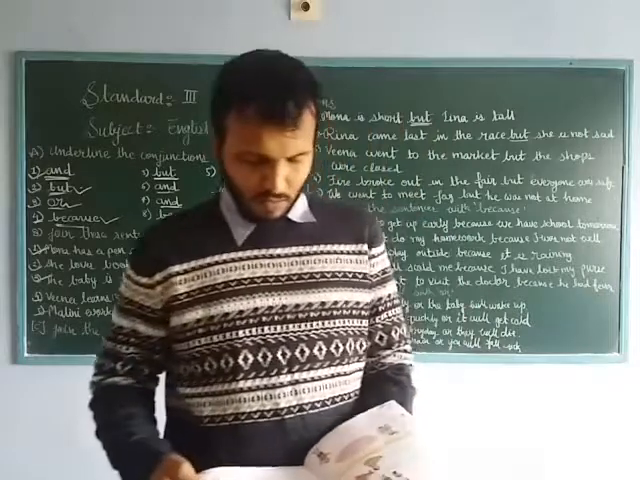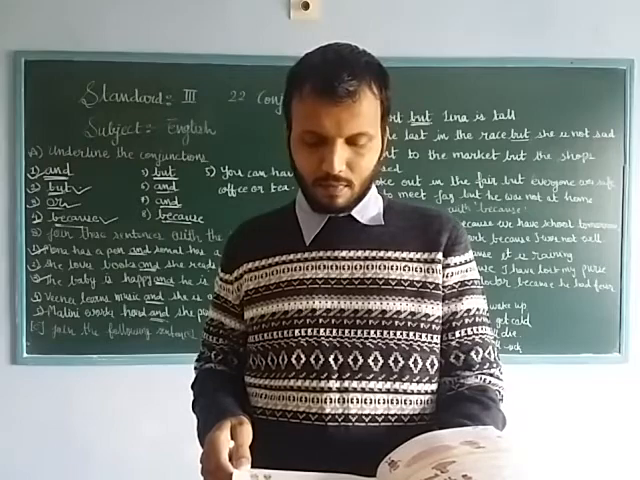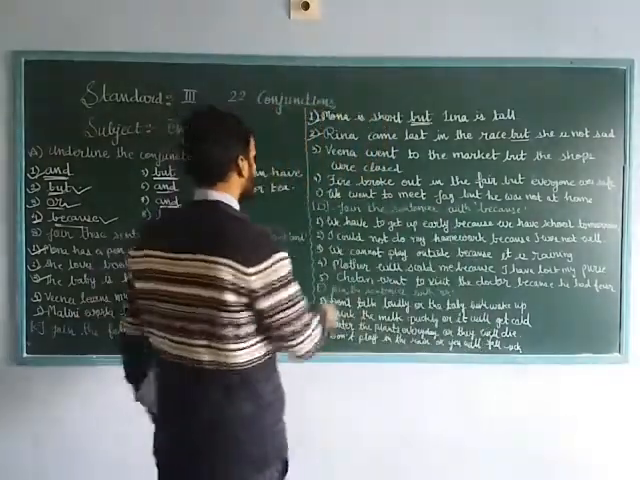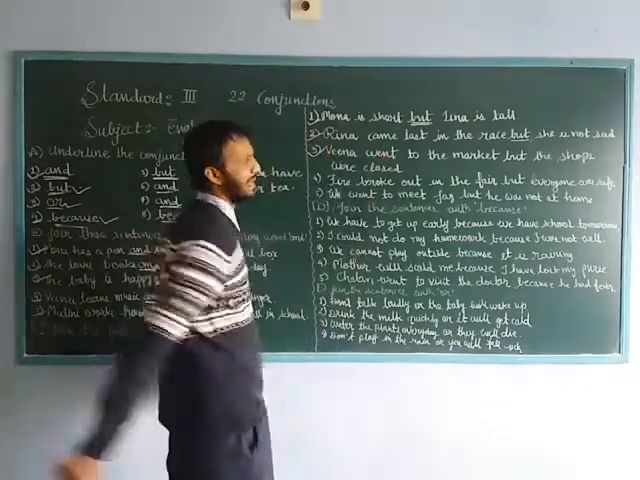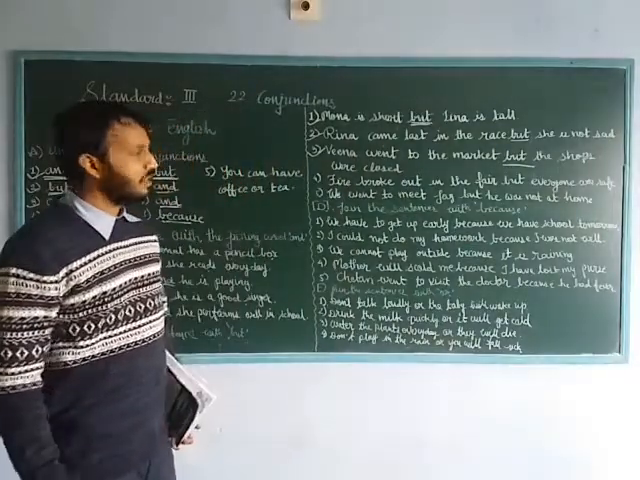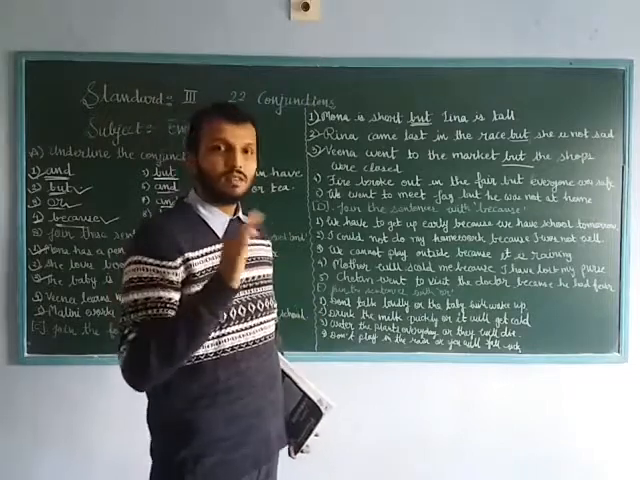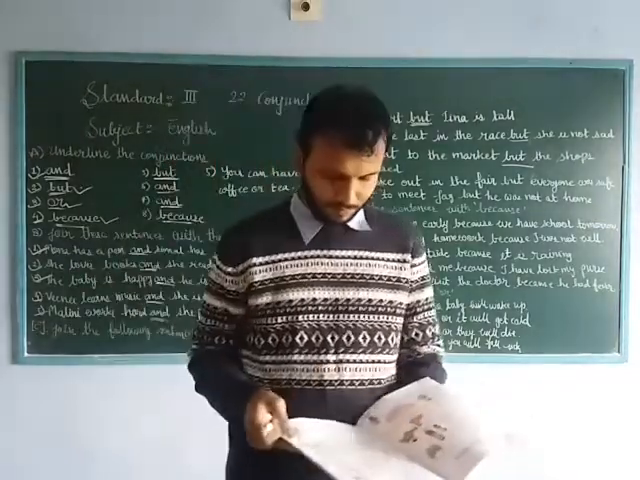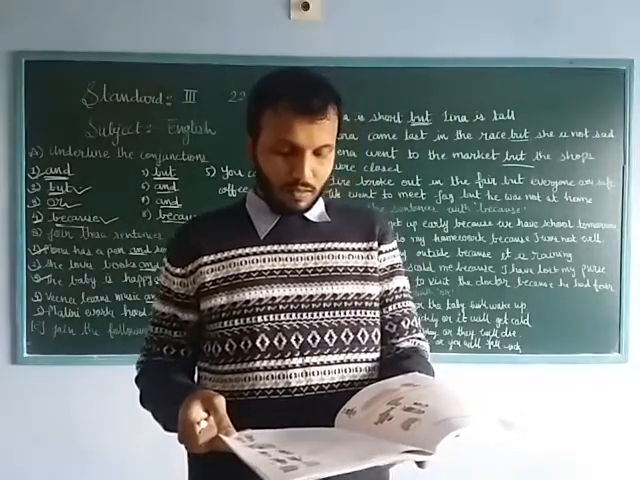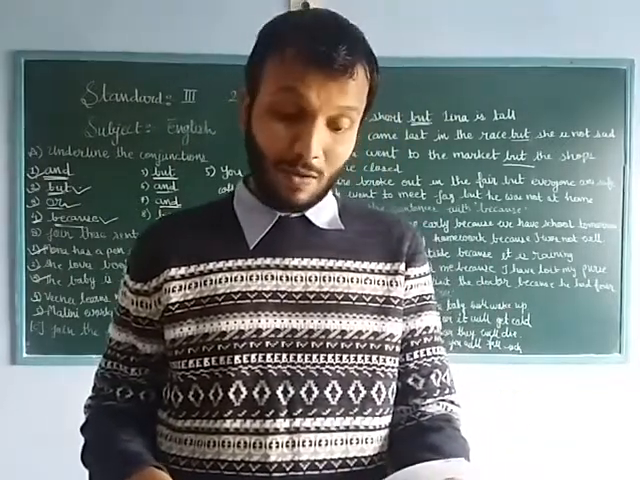Okay. Third number, Veena went to the market. The shops were closed. So the answer is, Veena went to the market, but the shops were closed. Fourth number, fire broke out in the fair.